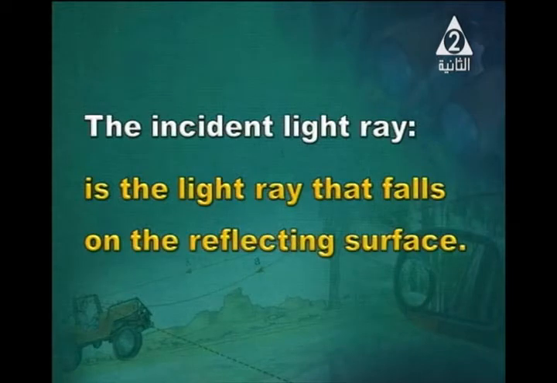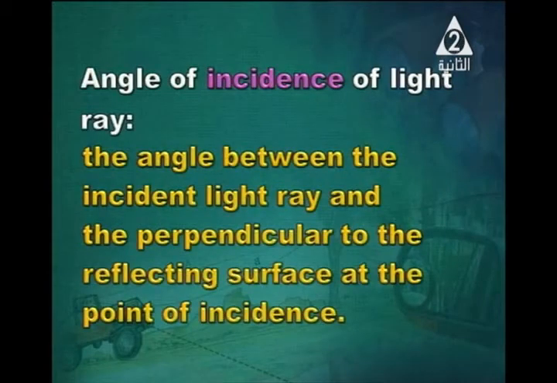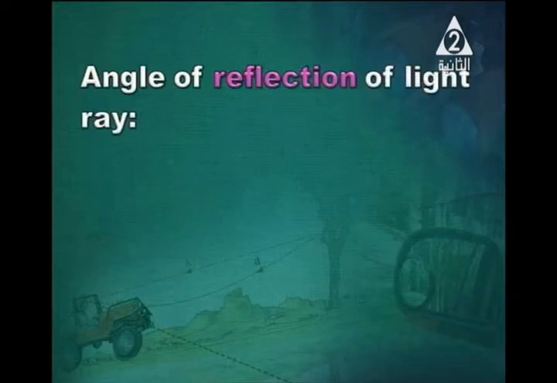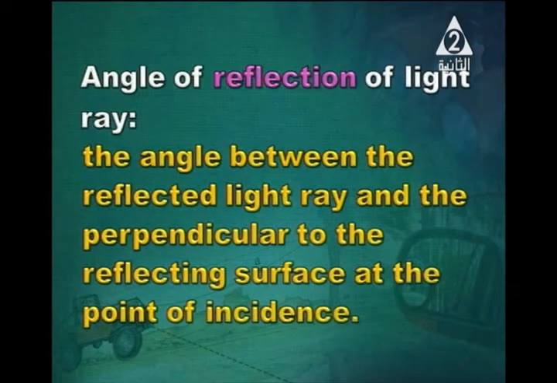What is meant by the incident light ray? It is the light ray that falls on the reflecting surface. The angle of incidence of the light ray is the angle between the incident light ray and the perpendicular line to the reflecting surface at the point of incidence. What is meant by the angle of reflection of the light ray? It is the angle between the reflected light ray and the perpendicular line to the reflecting surface at the point of incidence.